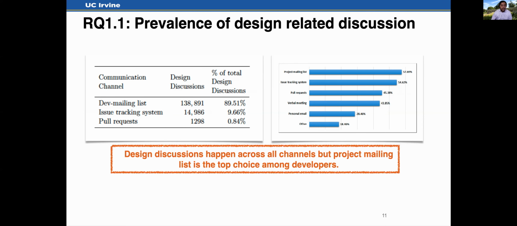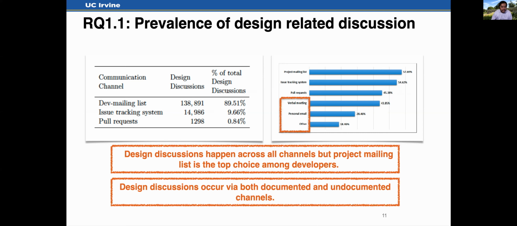When we asked the survey participants, they reported that along with the documented channels, a large part of the discussion takes place in undocumented channels such as verbal meetings, personal email, etc. So design discussions occur via both documented and undocumented channels.